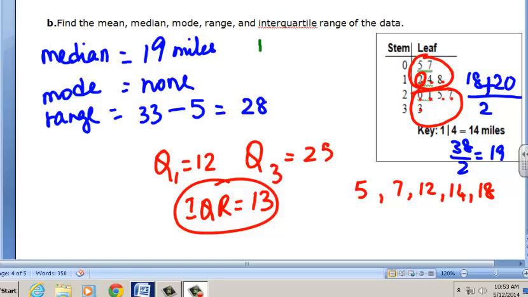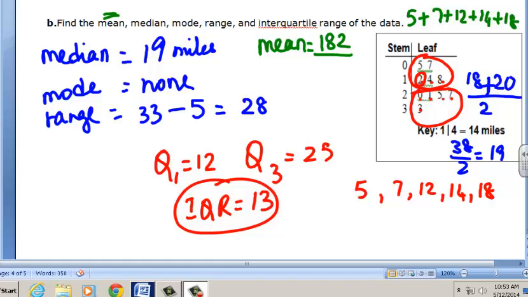Now going to the final one, which is the mean. I know I'm doing this last even though they asked it here, just because it's the biggest thing where we have to calculate. You would just add them up: 5 plus 7 plus 12 plus 14 plus 18, and so on, and you end up with 182. There are 10 values, divide it, and you get 18.2. So this is how you would work this out in a stem and leaf plot. Go ahead, finish the rest. I'll see you next class.